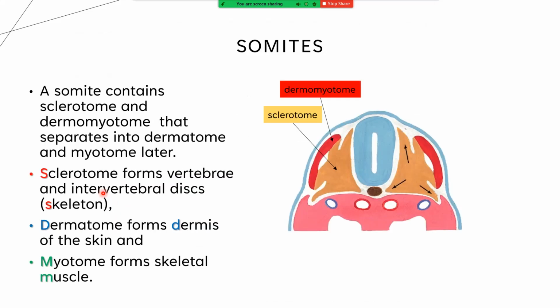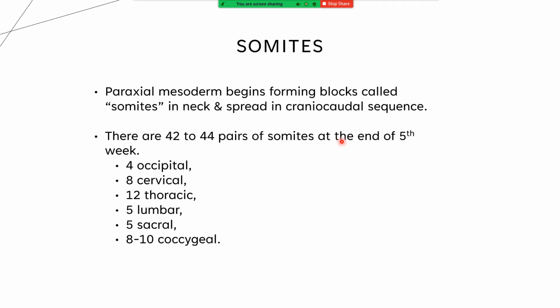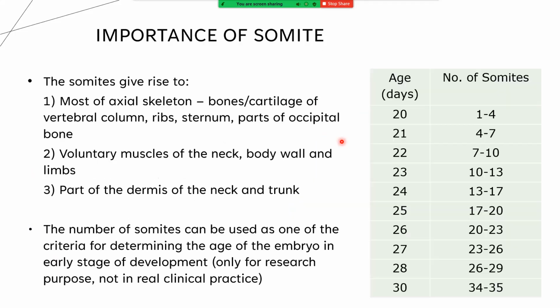A somite contains sclerotome and dermomyotome, which separates into dermatome and myotome later. Okay, sclerotome will form vertebrae and intervertebral discs, which is the skeleton, and the dermatome becomes the dermis of the skin, and the myotome forms the skeletal muscle. These are the importance of somites.